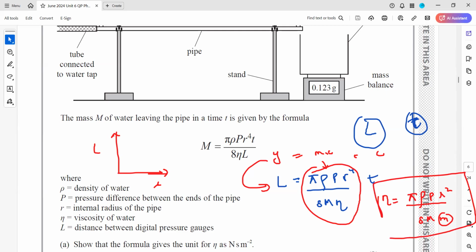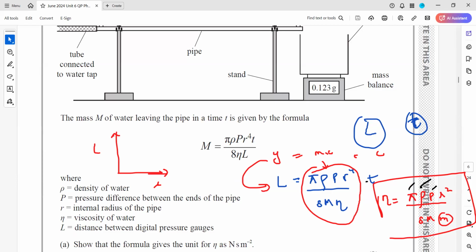So to work out the gradient, I will sketch a graph between the length and the time, and I will work out the gradient, and using the gradient I'll find eta. But even if I work out the gradient, I need the density of water. The density of water is usually fixed at a constant temperature. So this we consider as a constant. Pi is constant. What about the P? Using the pressure gauge, we can determine this P. What about the radius?